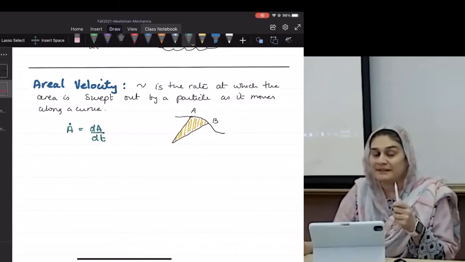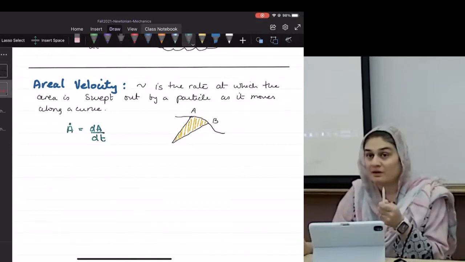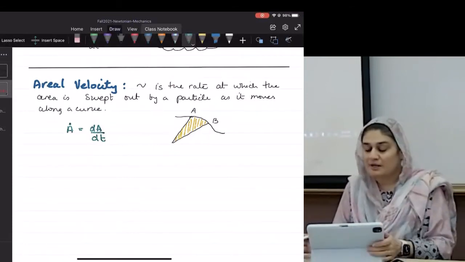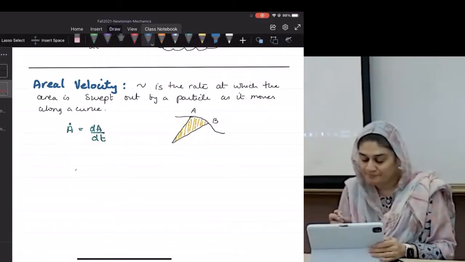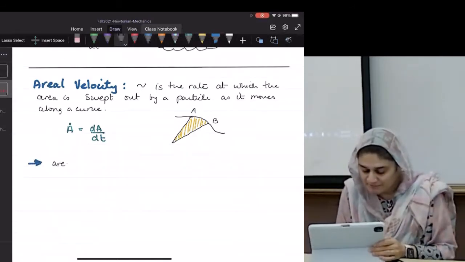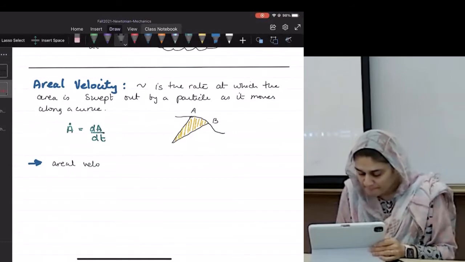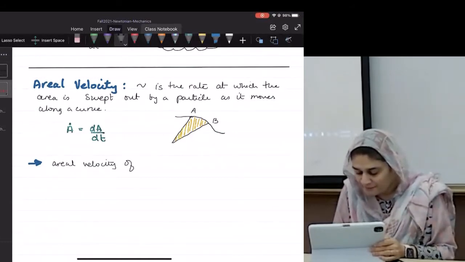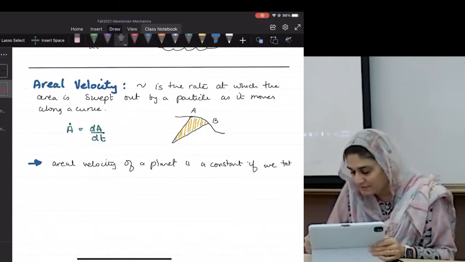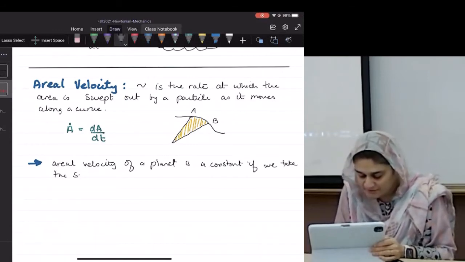And remember, as the planet moves, R changes, right? R is no longer constant. So keep that in mind as we do the rest of the derivation. So Kepler's law says this about the areal velocity. Areal velocity of a planet is a constant if we take the sun to be at the origin.